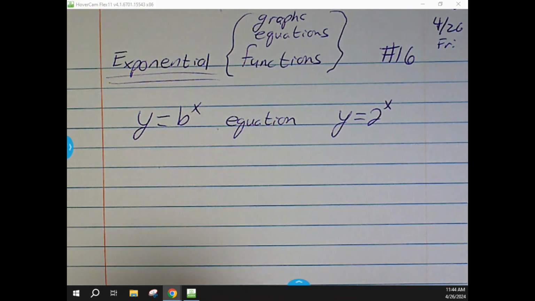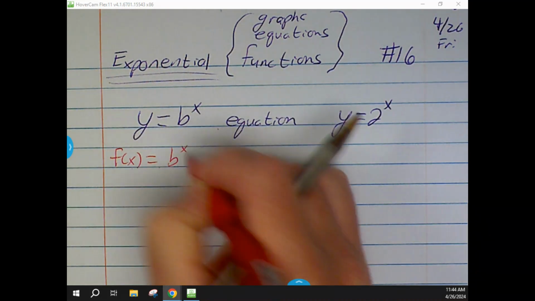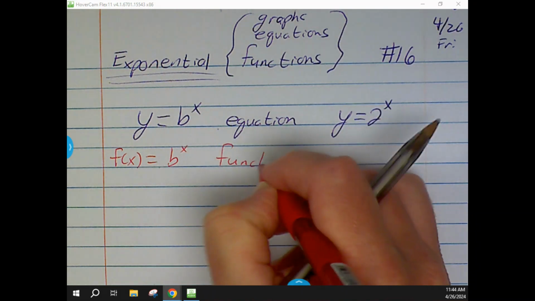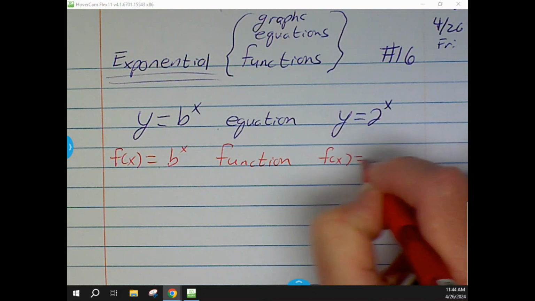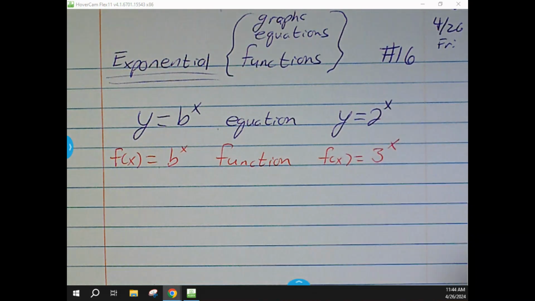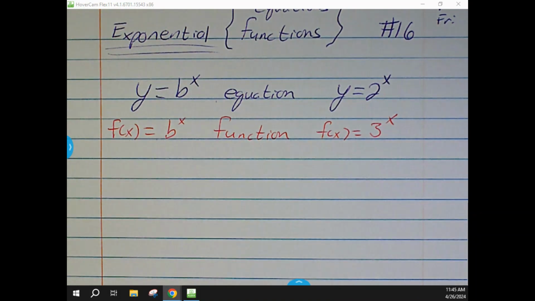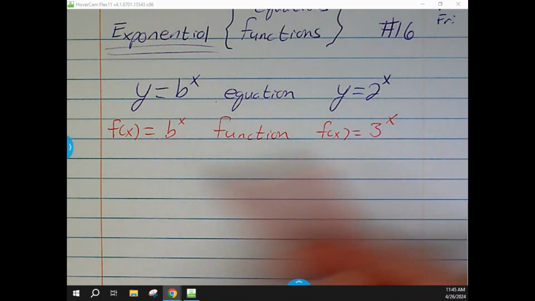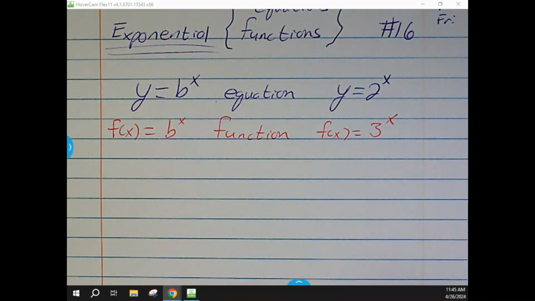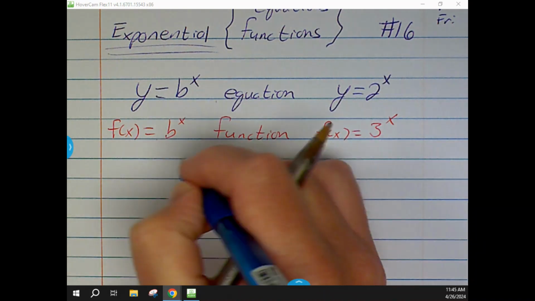If you're talking about functions, it's just f of x, so maybe something like that. So when we're talking about exponentials, that's an equation, y equals b to the x or y equals 2 to the x power. For a function, it's just f of x. And again, the big difference is that when we're talking about exponentials, x is in the exponent.